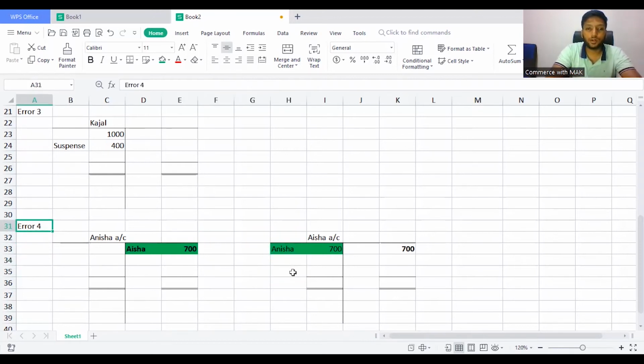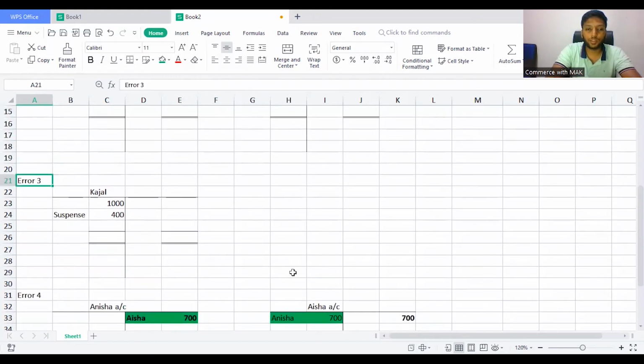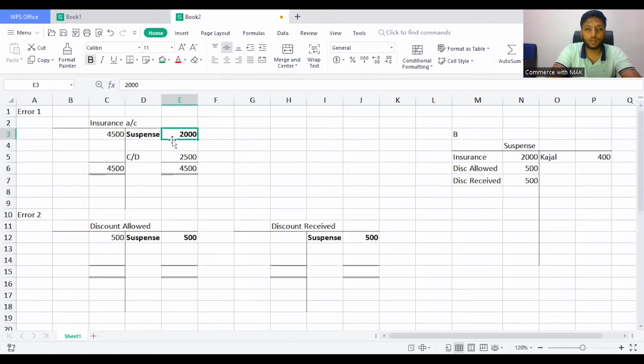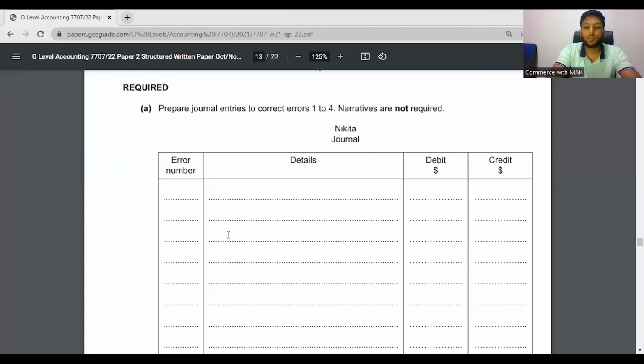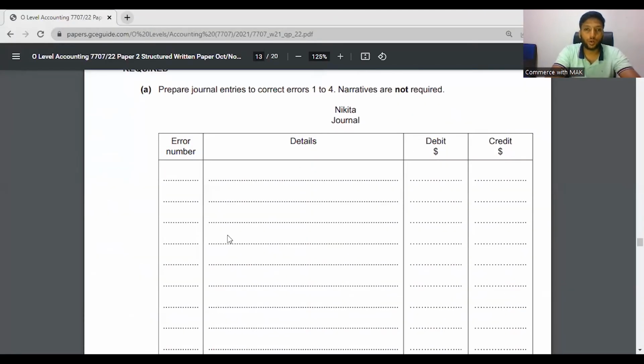We have found out the double entries. You can see the corrected entries. I'm just putting green. Write down the double entries one by one, so it will save a lot of our time from this point. So now error 1 to error 4, we are going to write it down one by one under the journal entry which they have given. So we are going to move on to the part of the question. They have asked, prepare journal entries to correct error 1 to error 4.